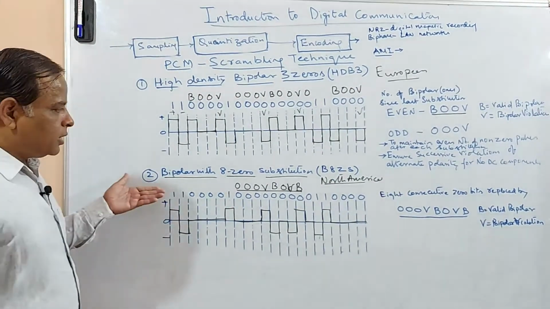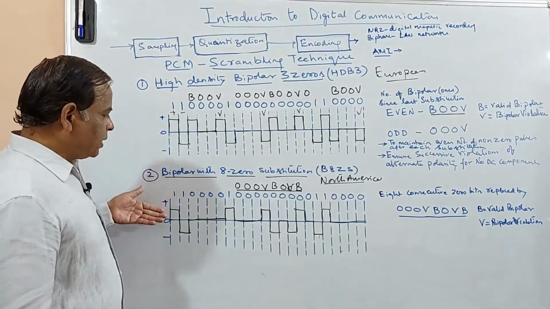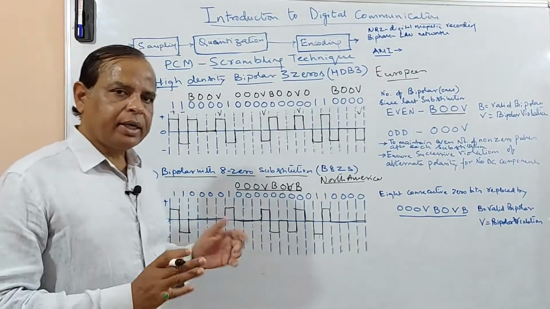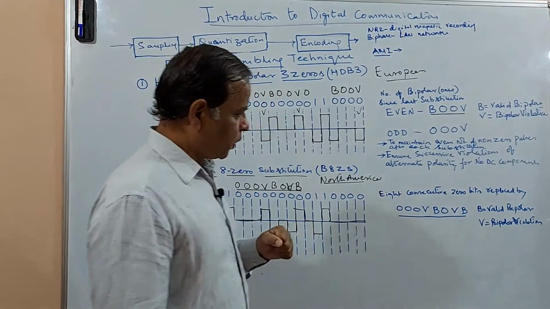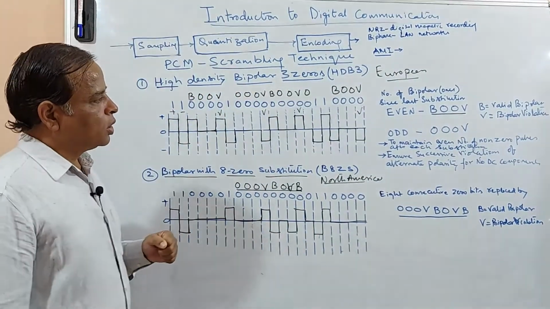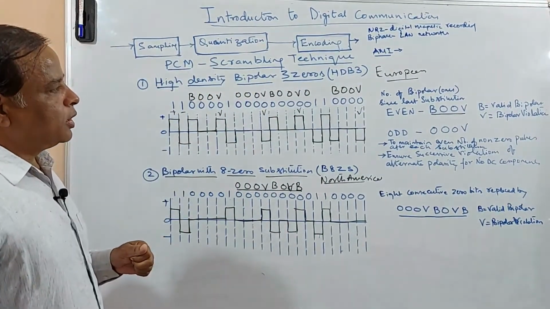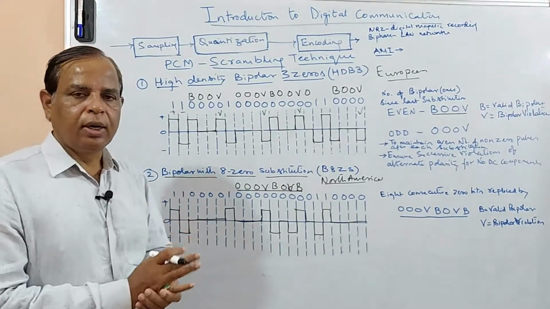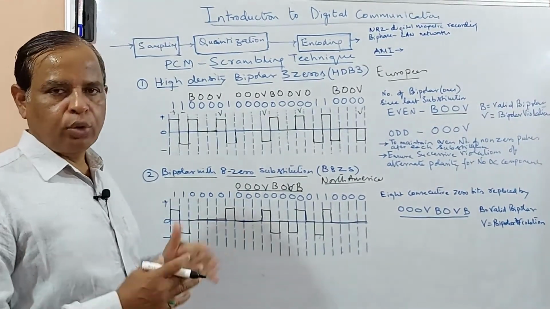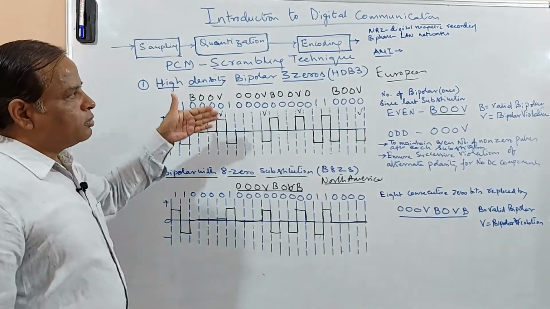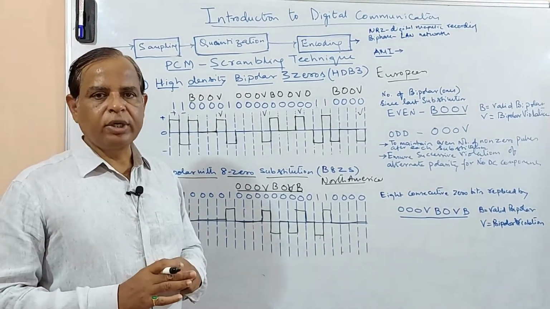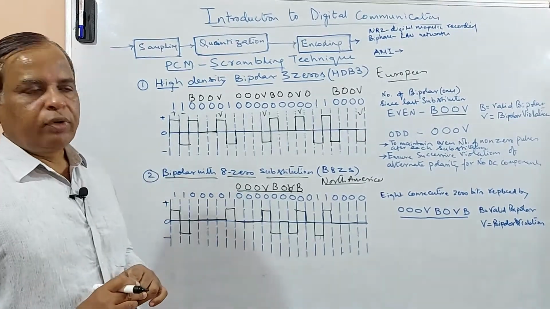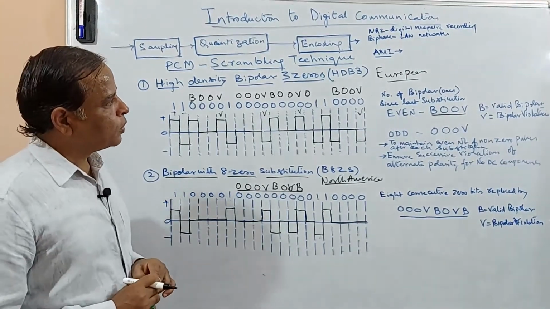So this is another simple scrambling technique. Only in this case are all the 8 zeros replaced with this particular code. This was in continuation of our last lecture on line coding techniques. With this, you might have understood all the different line coding schemes available to us.